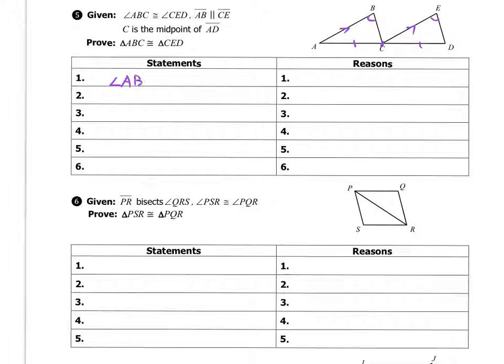So let's write down what's given first. ABC is congruent to CED. So I already have one pair of angles being congruent. That's nice. I have AB parallel to CE, and I have C is the midpoint of AD. So all three are given.